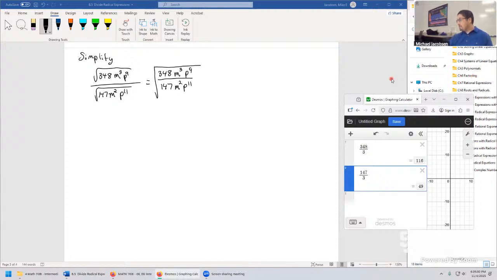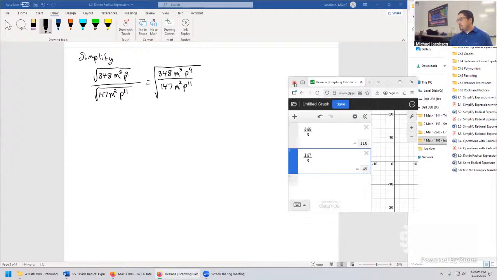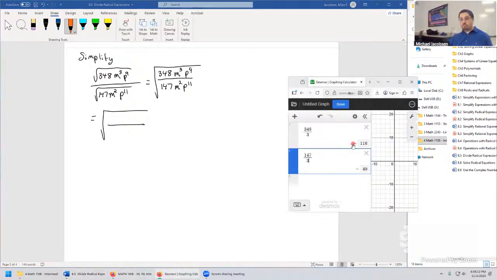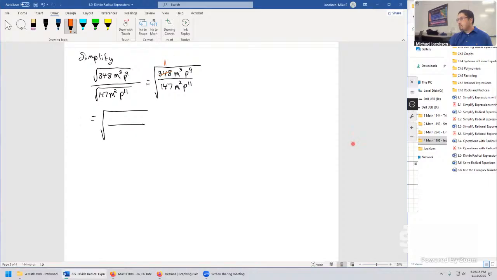So we've got one overall square root that goes like this. Division by 3, I already forgot what the numerator was, gives us 116. Division by 3 here gives us 49. So it's now 116 divided by 49.